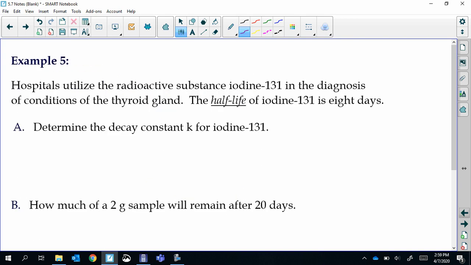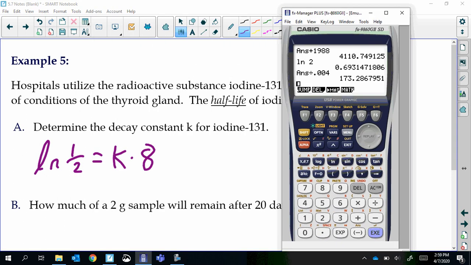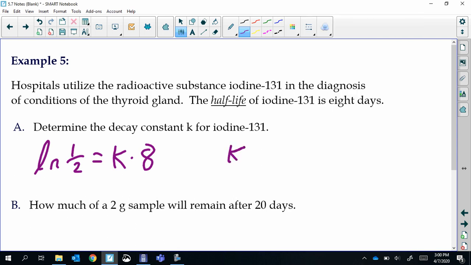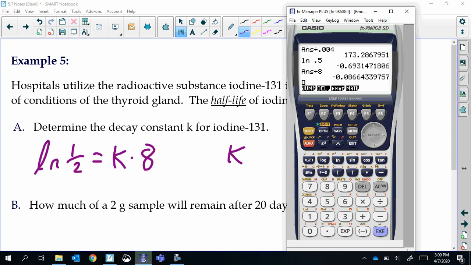So determine the K constant, K, for iodine. So we're told that the half-life, so natural log 1/2, equals KT. We're trying to find K. We're told T is 8 days. So T is 8. Then we just solve that out. Super easy. Using that half-life formula. Natural log of 1/2, or 0.5, divided by 8. So K, for the decay constant, is negative 0.0866.